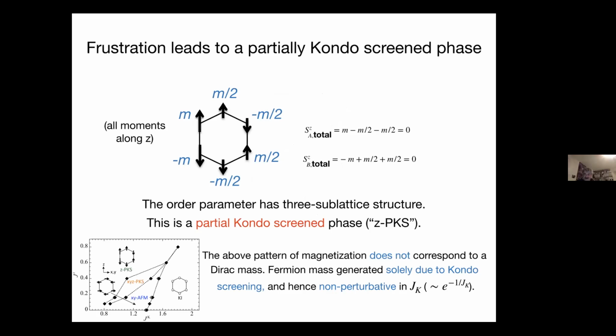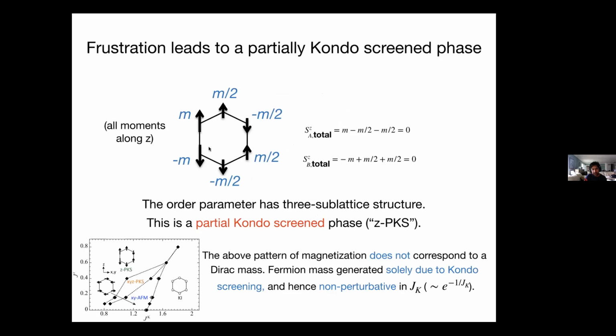Good, I got scared that you had invented a trick to solve the spin glass problem, right? That would be horrible. We didn't do that. There are parts of the phase diagram which are inaccessible because of such issues, but most of the phase diagram you can figure out. So because of this frustration, you get this partially Kondo screened phase.